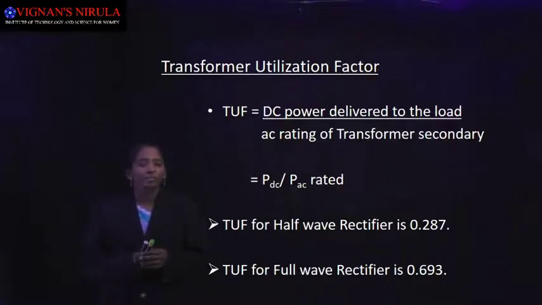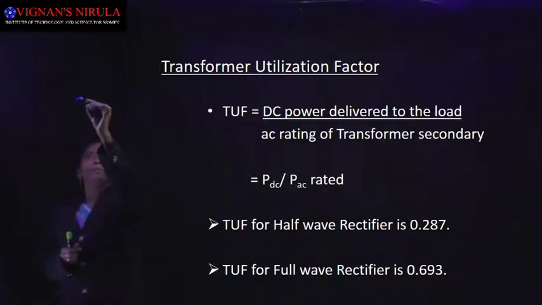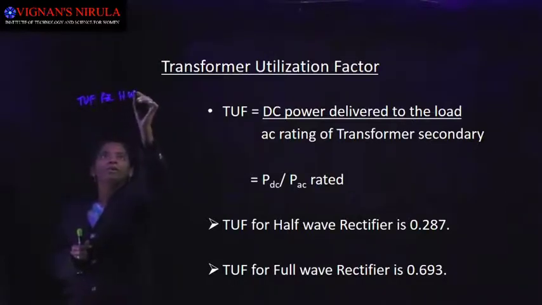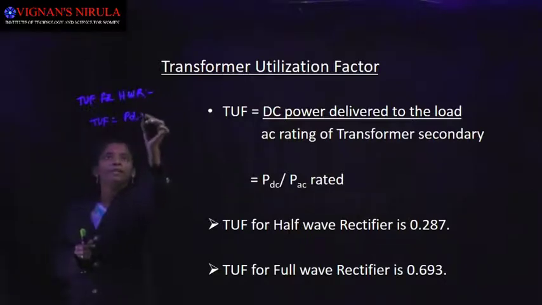We know what PDC is. PDC is IDC square into RL. Yes or no? So PDC equals IDC square into RL. What is IDC? Now the transformer utilization factor for the half wave rectifier. So TUF equals PDC divided by PAC rated.